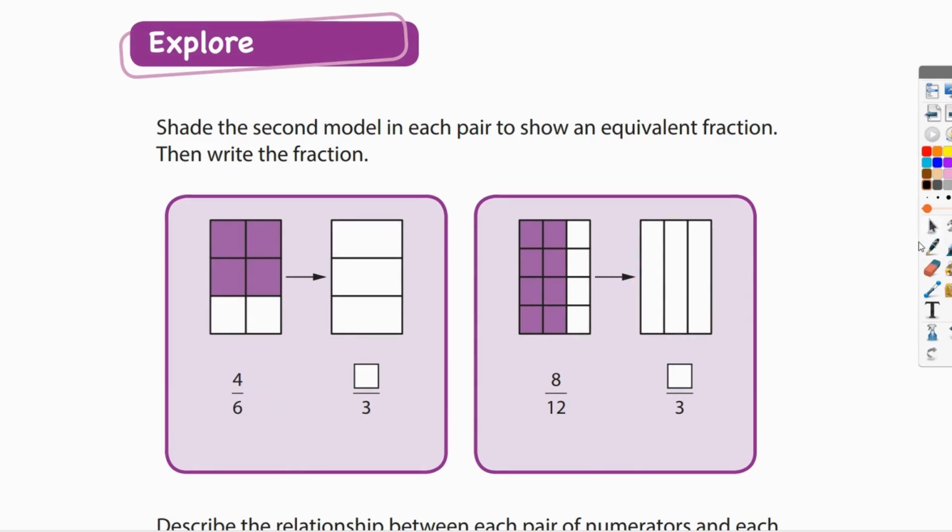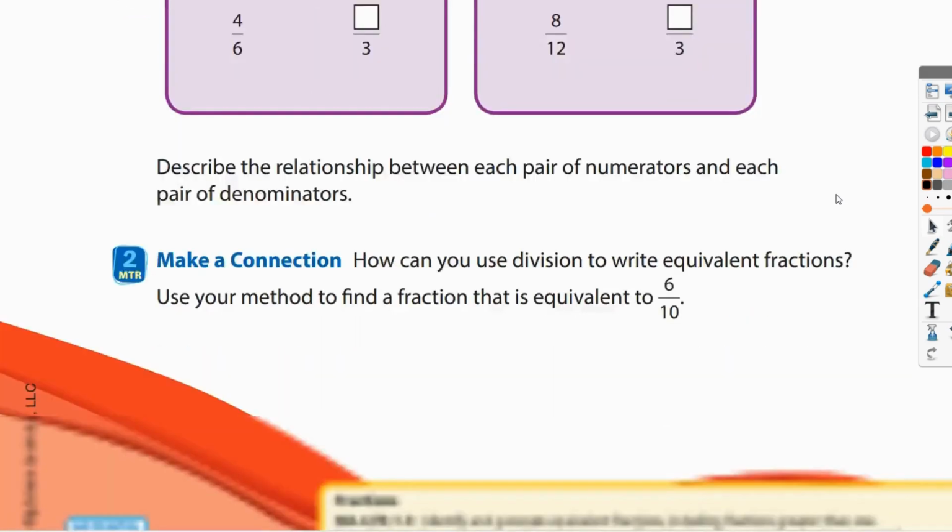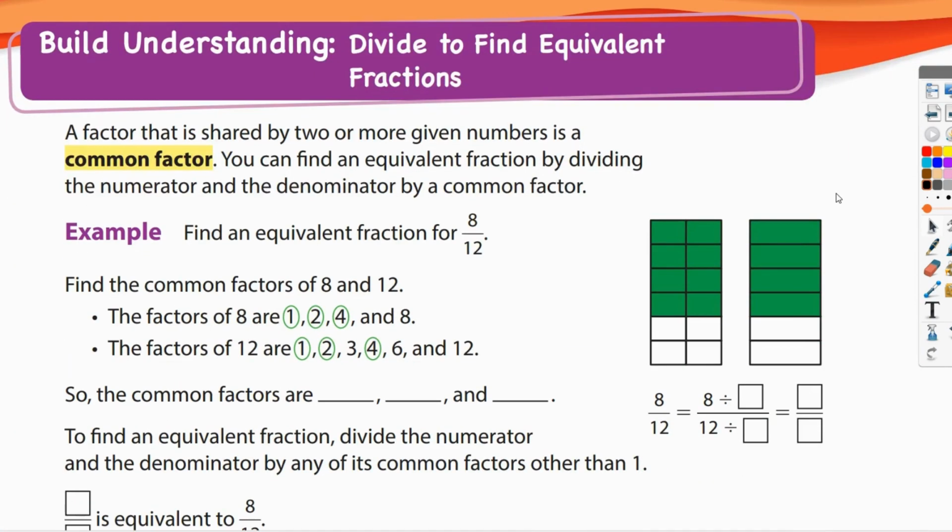Now, let's go ahead and go to our building of understanding. Divide to find equivalent fractions. It says a factor that is shared by 2 or more numbers is a common factor. Now remember, what are factors? Factors are the numbers that we multiply together that will then give me my multiple.